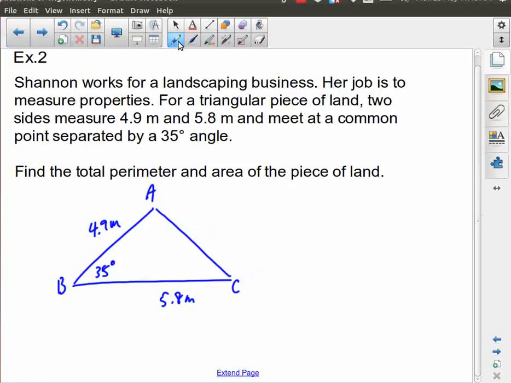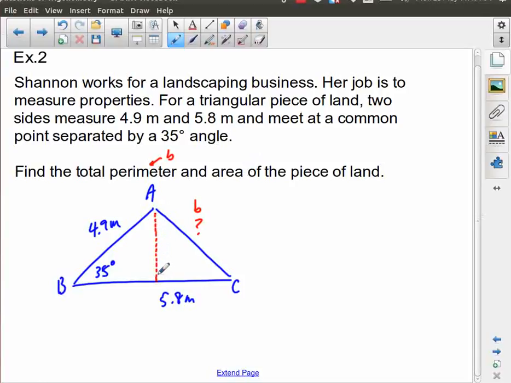I want to know the length of this side, and that is the side B because it's across from the angle B. And if I want the area, well, perimeter is just adding up the sides. So for the perimeter, I just need to know what B is, and then I can add up the three sides. For the area, I need to know the height of the triangle.